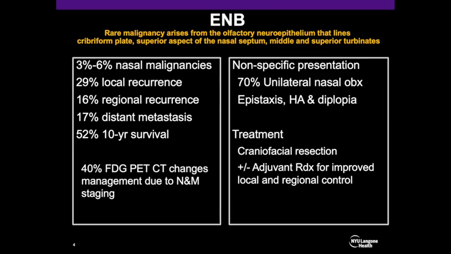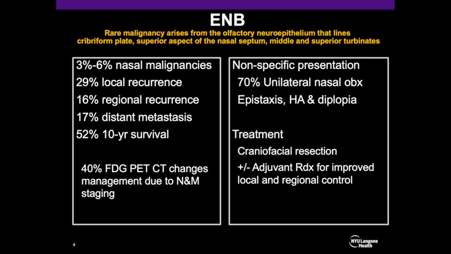And the local extent of the disease determines the patient's presenting symptoms. The presentation could be as simple as unilateral nasal obstruction or epistaxis and as complex as headache and diplopia. The treatment is primarily surgical resection of the mass, but it can be followed by adjuvant radiation or chemoradiation if adverse features exist. We will see those in the next slides.